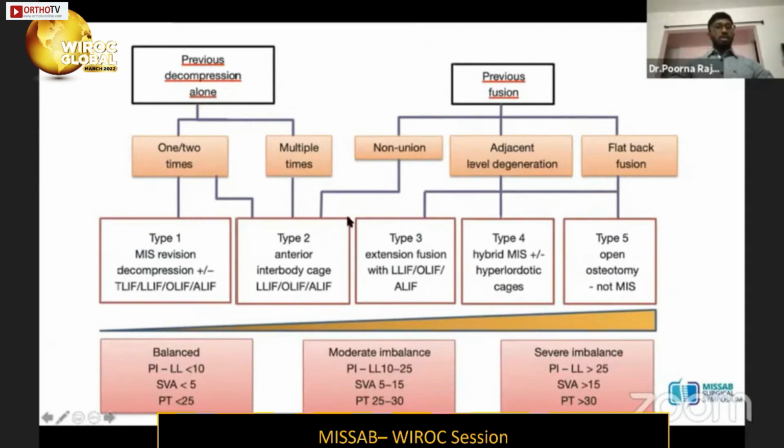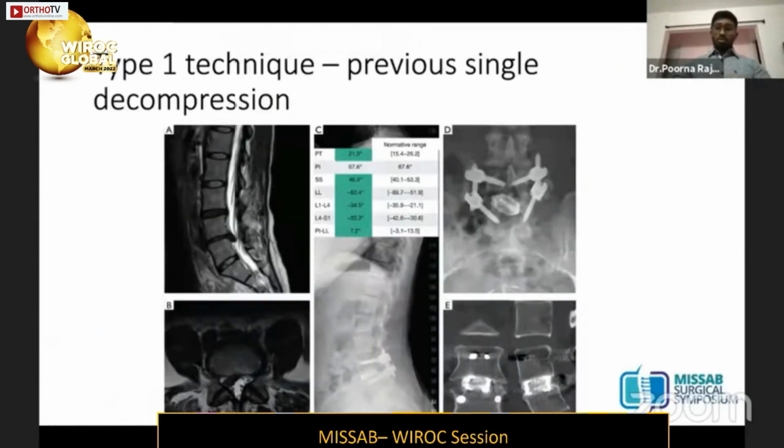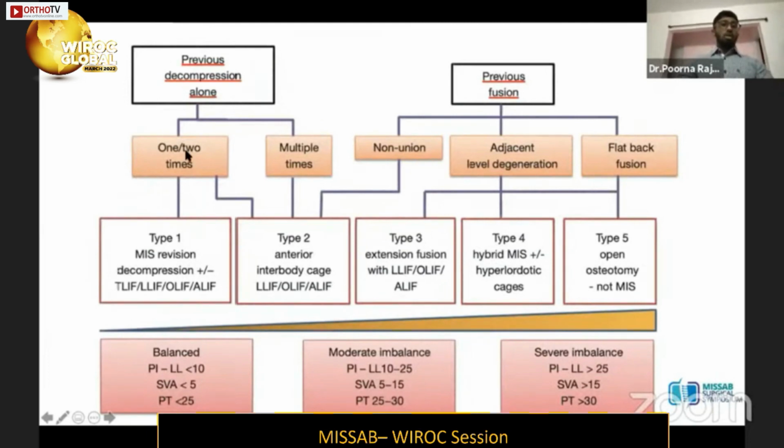And after considering all these things, they formulated the algorithm. If only one or two decompressions have been attempted, they advise a type 1 technique. They formulated five techniques, the type 1 being a revision decompression. Whichever the technique, they advocate an MIS decompression using retractors, and MIS revision, whichever technique the surgeon is comfortable with. It starts from T-LIF, L-LIF, or O-LIF, A-LIF.